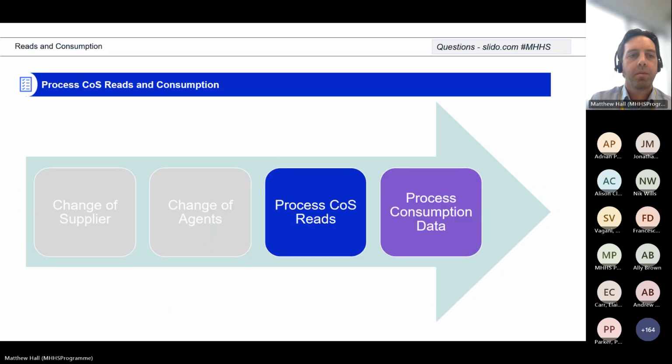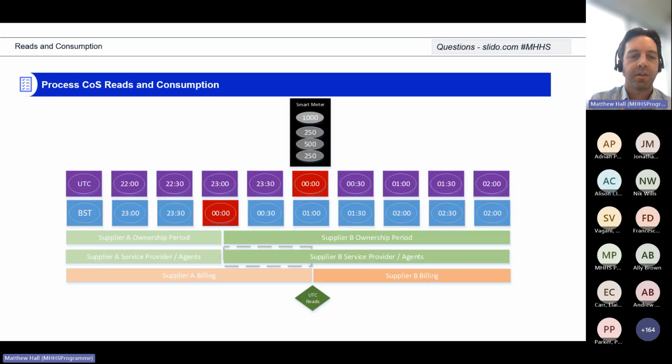Okay. Processing COS reads and consumption. I'm going to talk about these together because there's a lot of overlap between the two. So let's step through. Firstly, it's probably worth having a look at this diagram, which identifies the main points of consternation and the reason CR36 was raised in the first place.